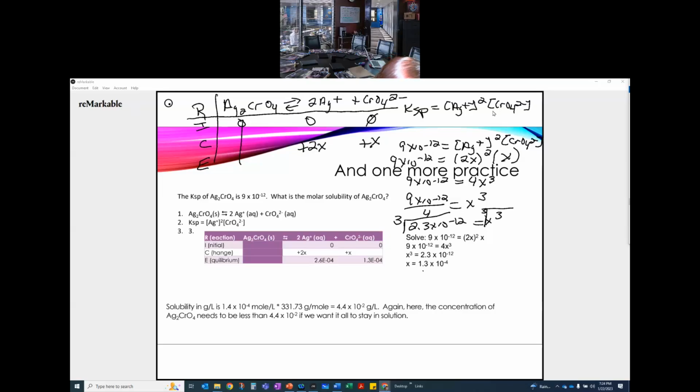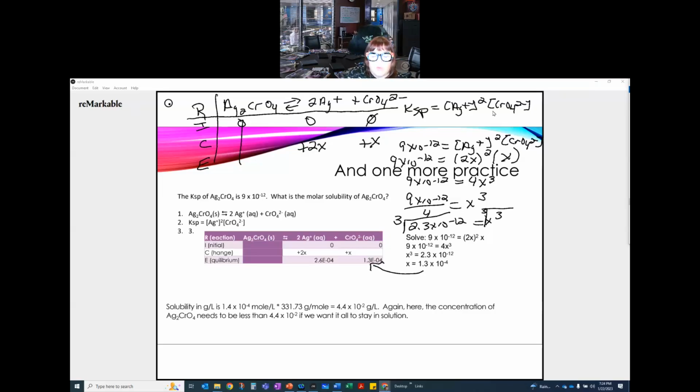So the 1.3 times 10 to the minus 4th goes directly into the CrO4 2-. That concentration is exactly what I would expect. That Ag+, however, has to be multiplied by 2, which is where I get that 2.6 times 10 to the minus 4th. Okay. Now my solubility in moles per liter, the molar solubility, is 1.3 times 10 to the minus 4th. Because that's how much Ag2CrO4 I can put in before anything precipitates.